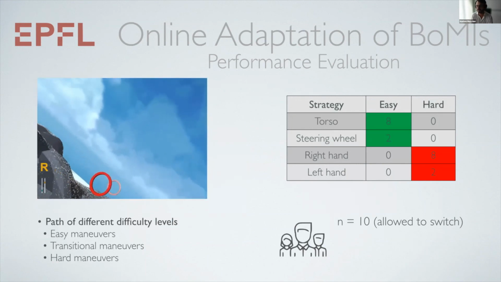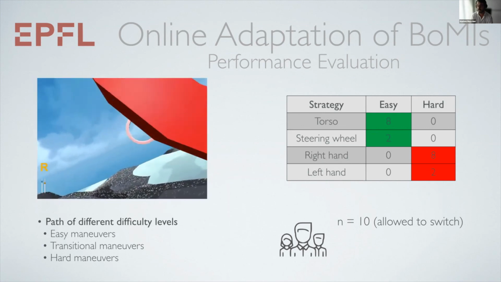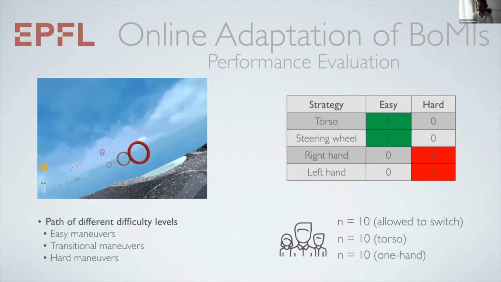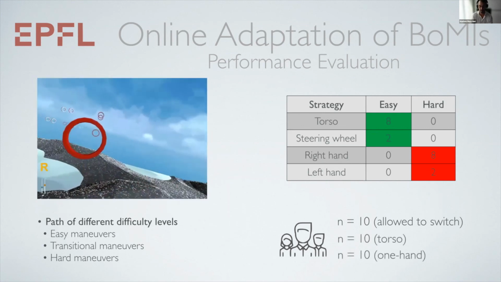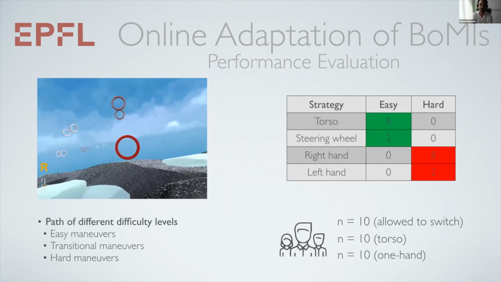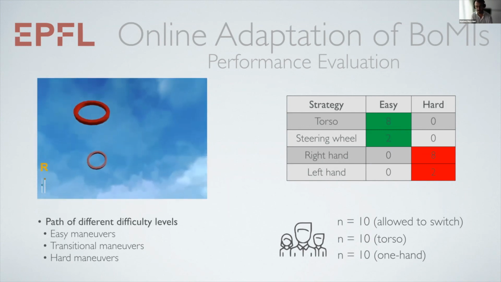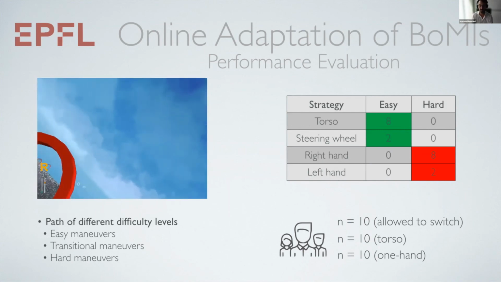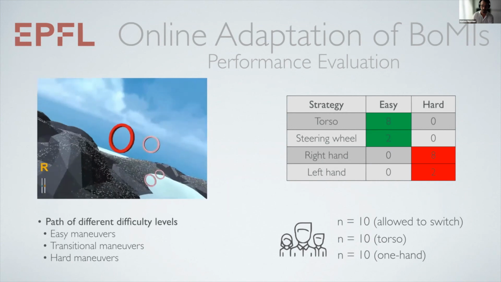of the experimental part. So we had 10 more subjects using the torso, just the torso, without being able to switch, and 10 more subjects using just one hand without being able to switch, to evaluate how efficient and how effective it is to actually have the option to switch control strategy during teleoperation.